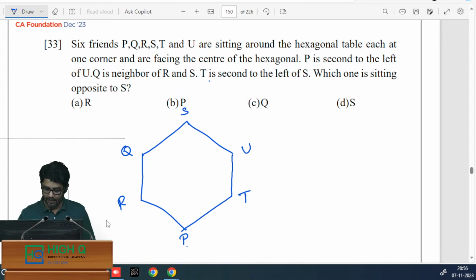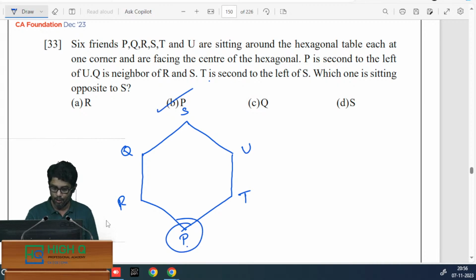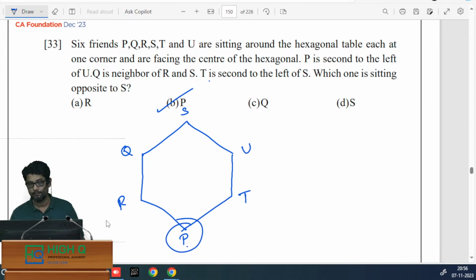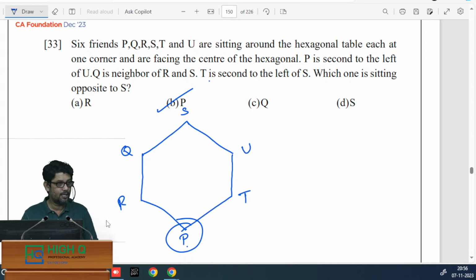Now what is the answer, my dear? Which one is sitting opposite to S? P. Option B. It is as good as circular arrangement, my dear.